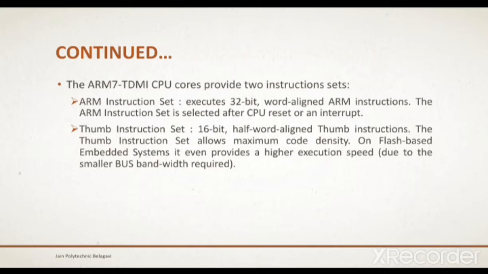The next is Thumb instruction set. It is a 16-bit half-word aligned Thumb instructions. The Thumb instruction set allows maximum code density. On flash-based embedded system, it even provides higher execution speed due to the smaller bus bandwidth required.